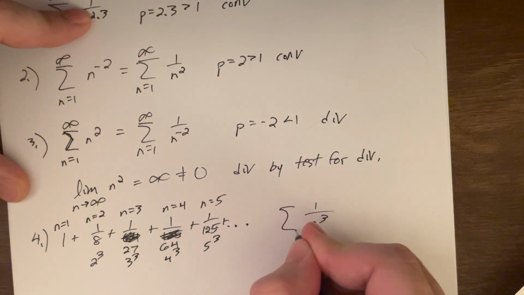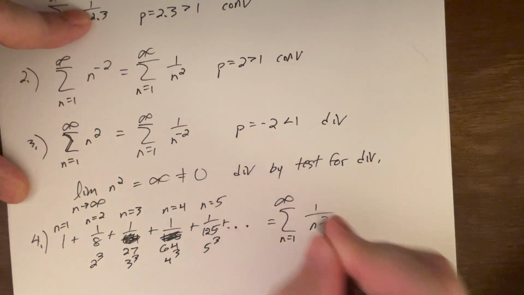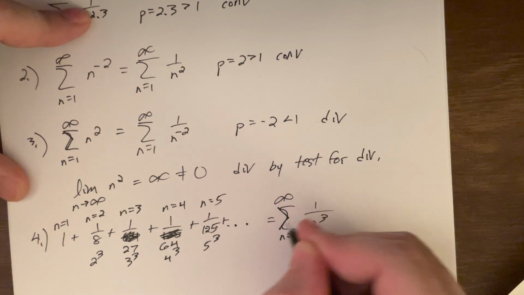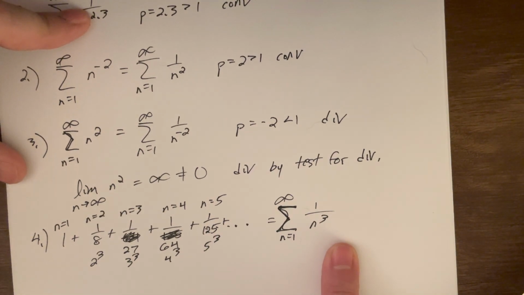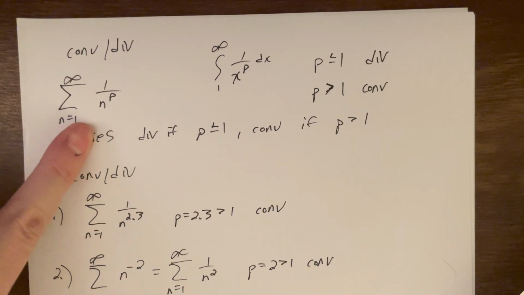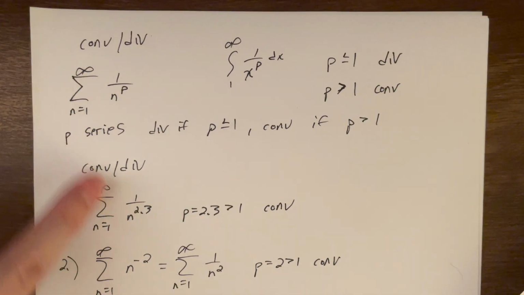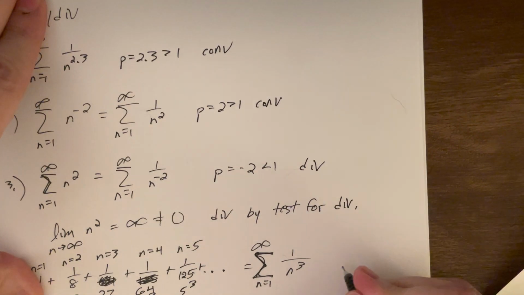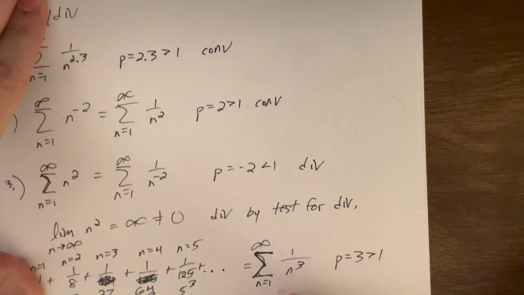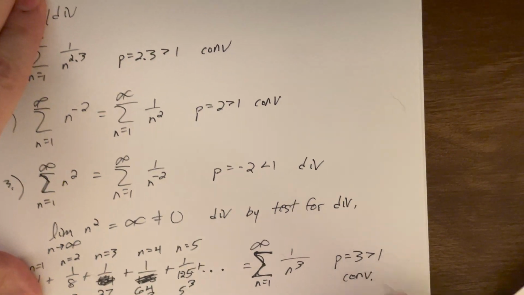We just found the general term formula would be 1 over n cubed. And as soon as we do that, we're right back where we were up here. Looking at this, we've got the perfect form for a p-series. P is 3, which is greater than 1, so therefore this converges.